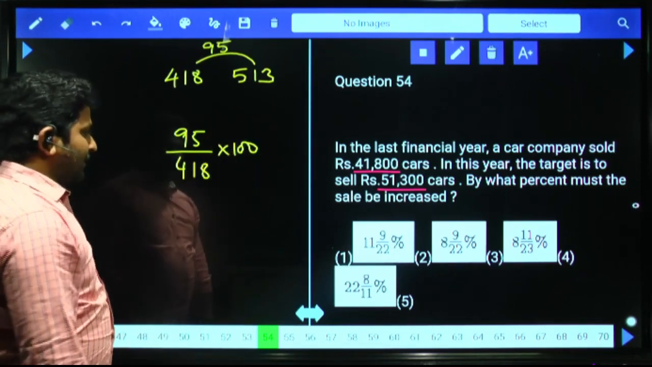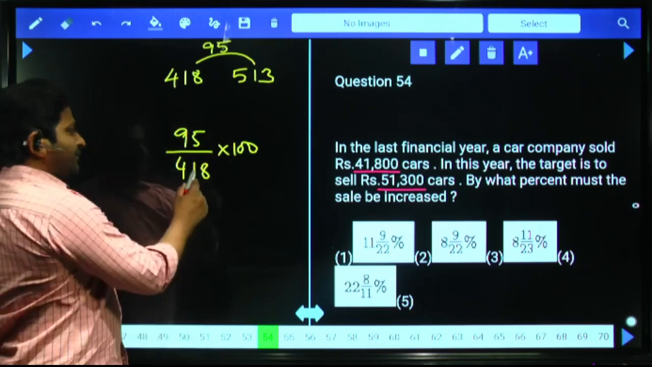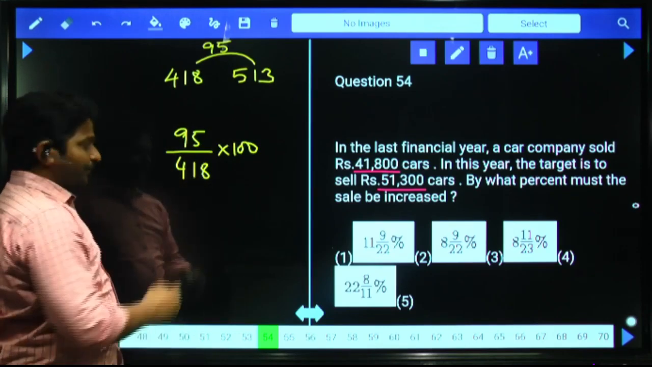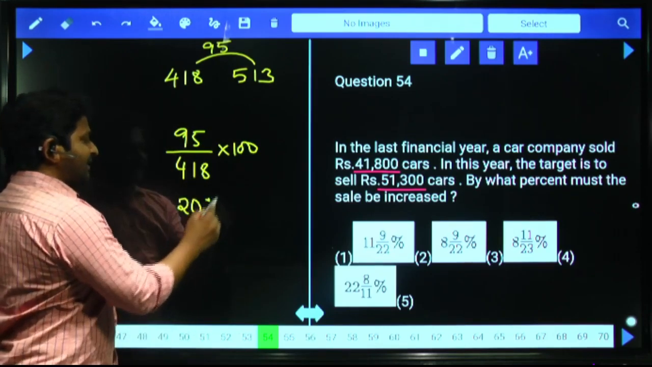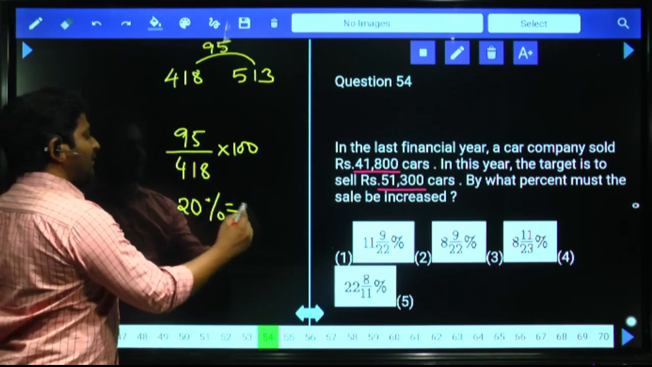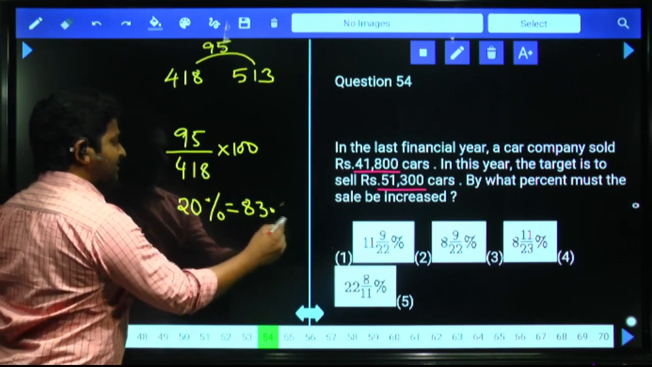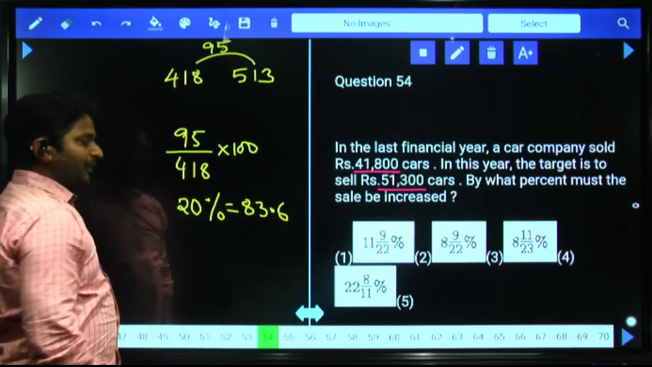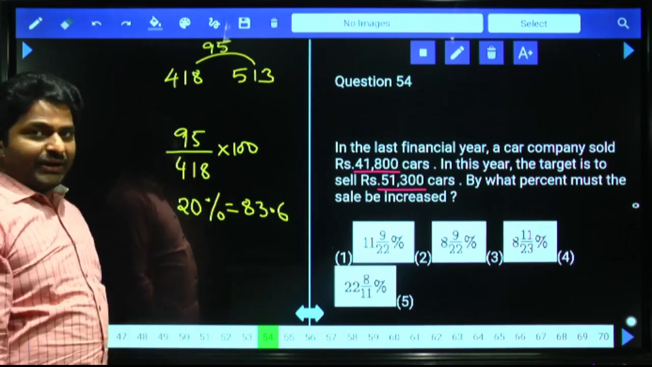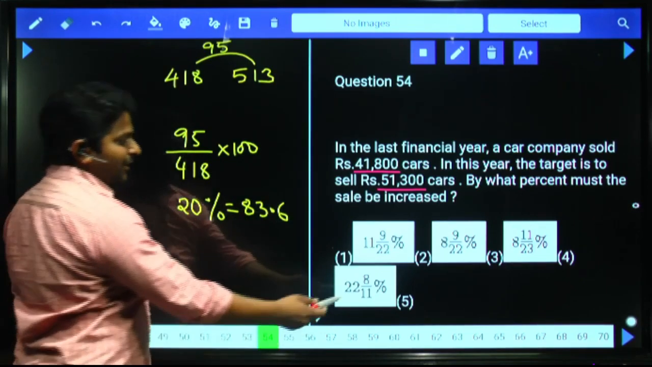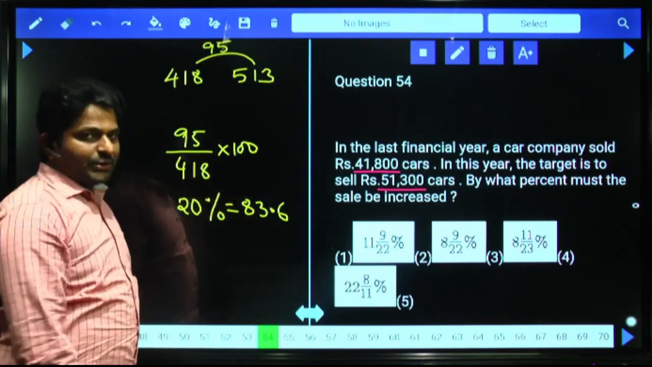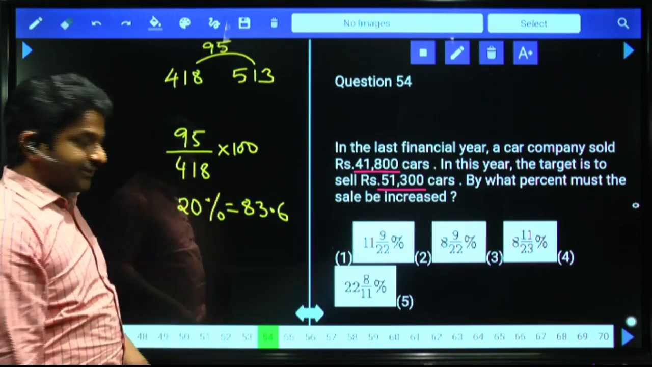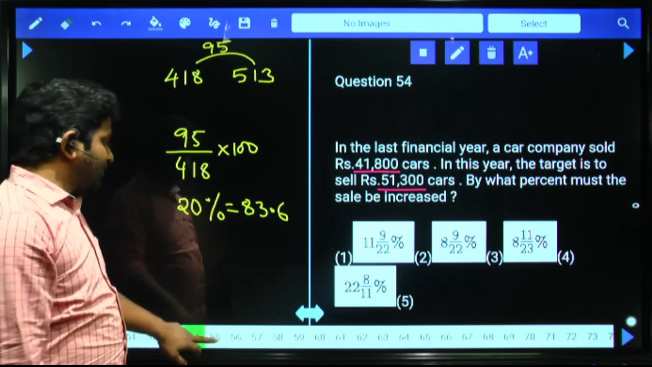Now 10% of denominator is 41.8. 20% is exactly double, which is equal to 83.6, and still our numerator is more than that. So answer should be more than 20%. More than 20%, how many options are there? There is only one: 22 8/11. That is final answer. Next.